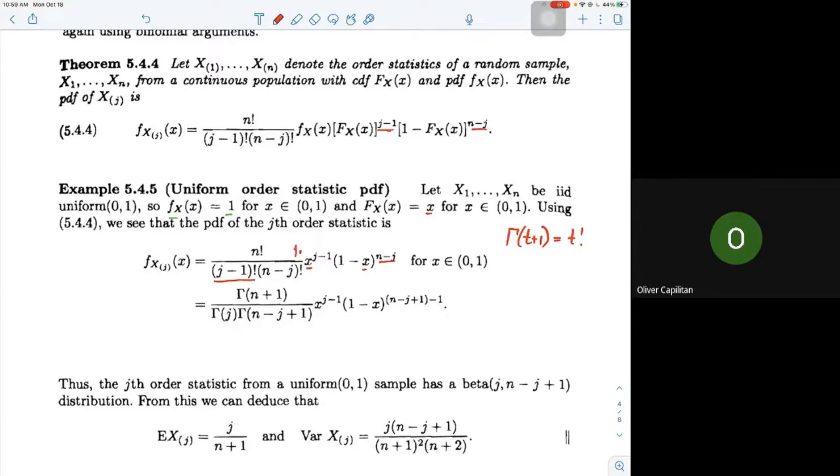And then, the n minus j factorial could be expressed as, okay, n minus j factorial. So that would be the gamma of n minus j plus 1. This is the only concept we are using, the gamma function. And then the n minus j here can be expressed as n minus j plus 1 minus 1.